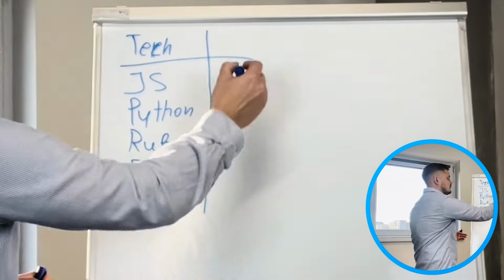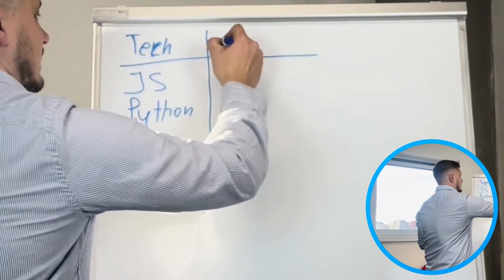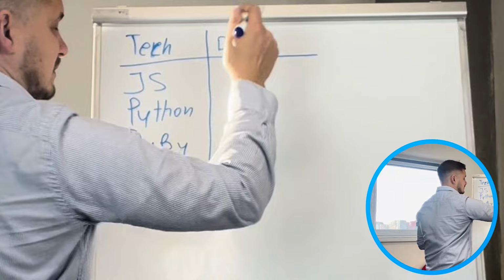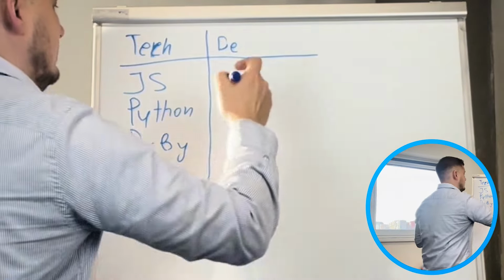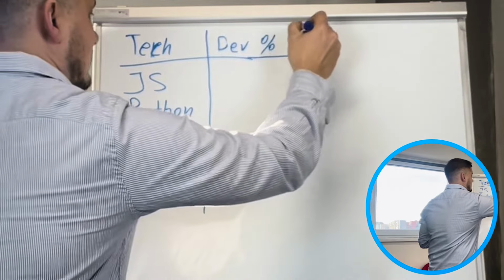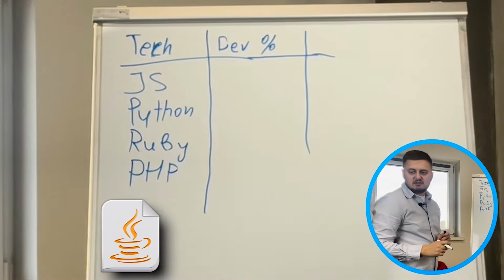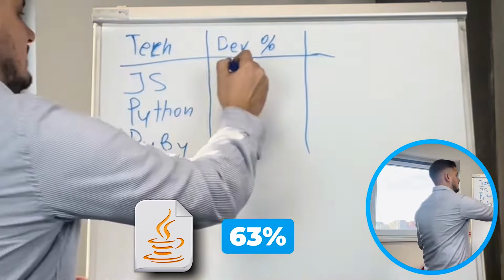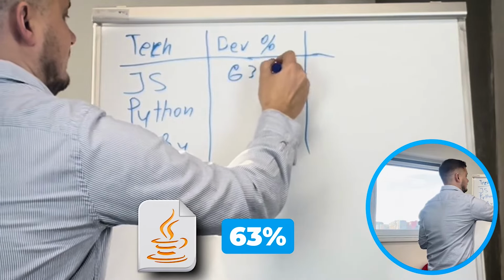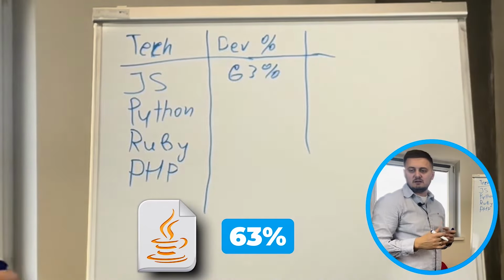So in here, we will have a number, how many devs or what percentage of developers are actually using this technology based on the survey that was conducted. So JavaScript is being used by 63% of developers.